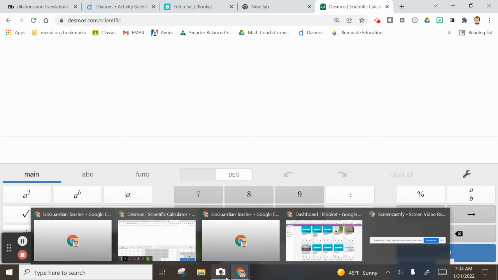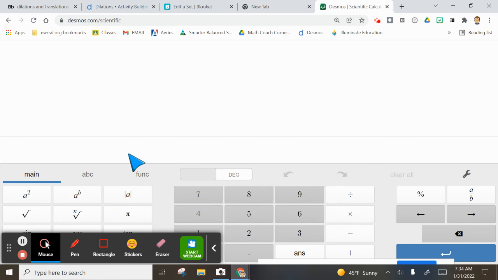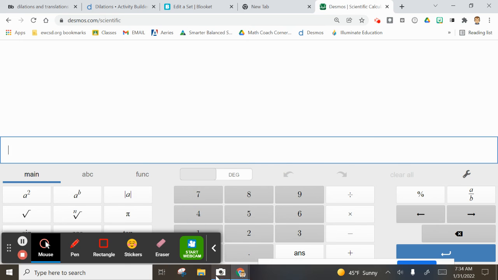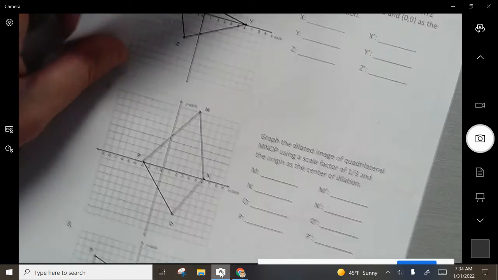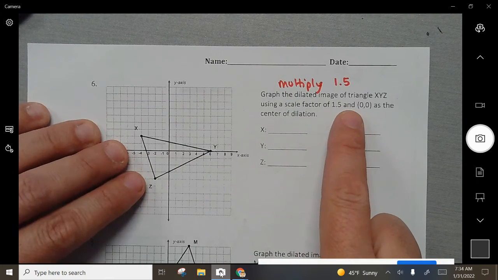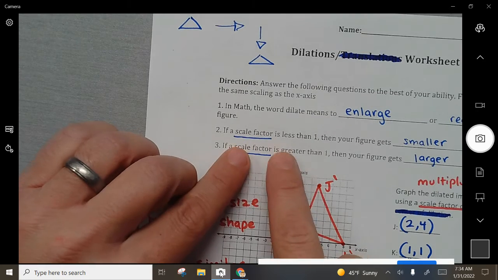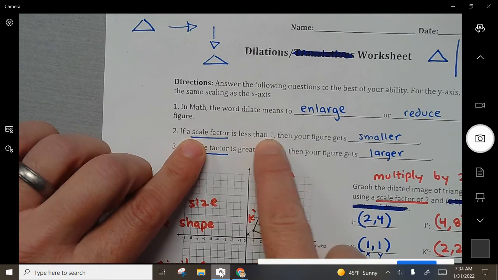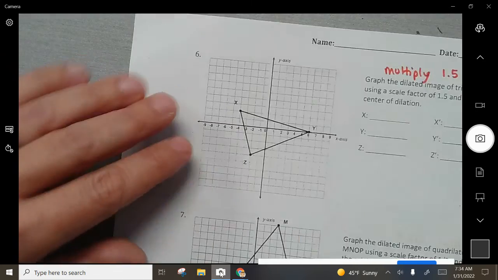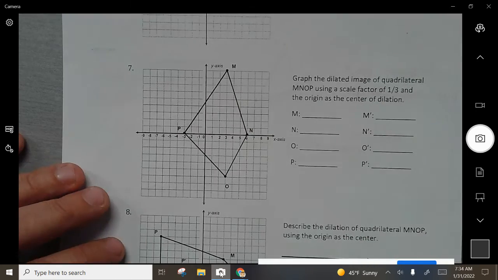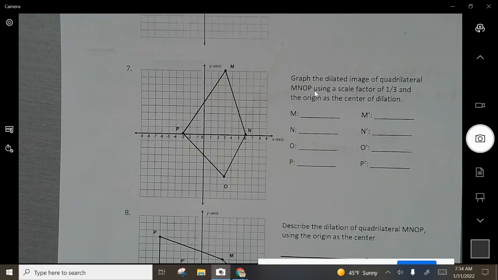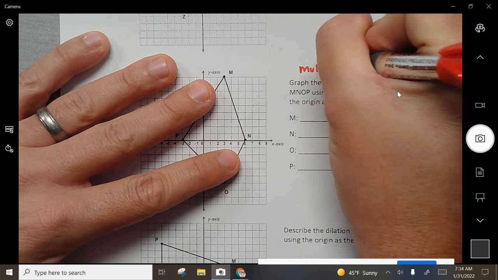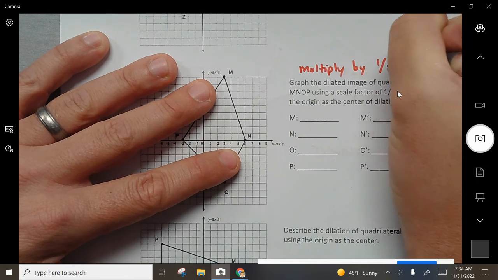I want you to use this in the same way. Watch what I'm going to do right now. We're going to go back to our sheet, and I said multiply everything by 1.5. That's still going to get bigger, right? This is still going to be an enlargement because anything greater than 1 gets larger. But now what if something is less than 1? It's going to get smaller. So go ahead and we're going to go down to number 7. All right. It says graph the dilated image of quadrilateral MNOP using a scale factor of 1/3. So again, you're going to multiply everything by 1/3.